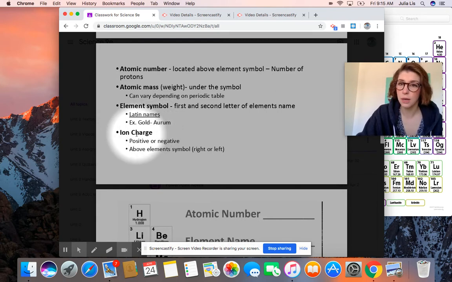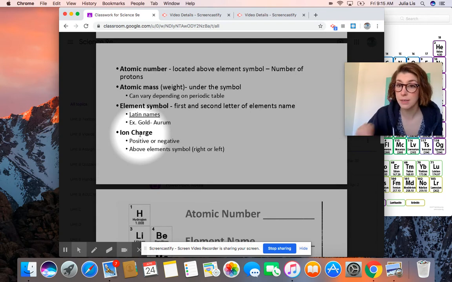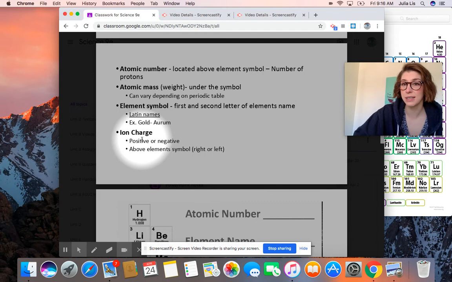Ion charge we'll talk about a little later. But an ion charge is actually looking at the number of electrons an atom has and whether or not it likes to lose an electron or gain an electron, which we'll talk about later. So ion charge is the element's charge. Okay.